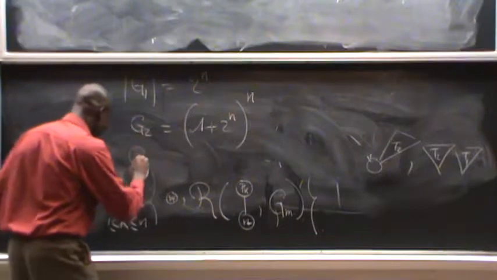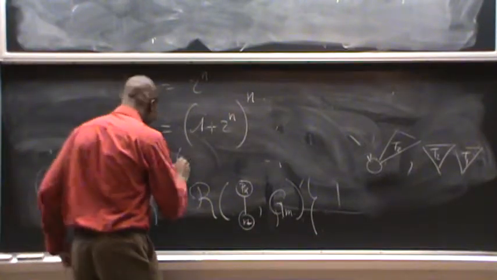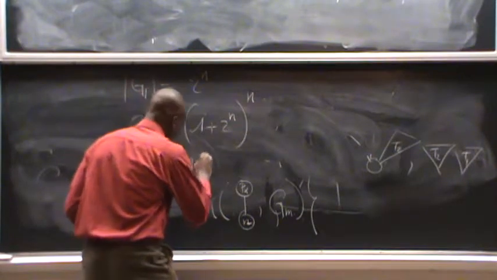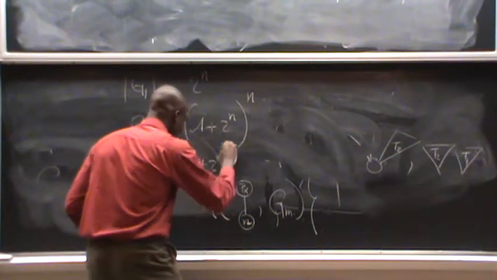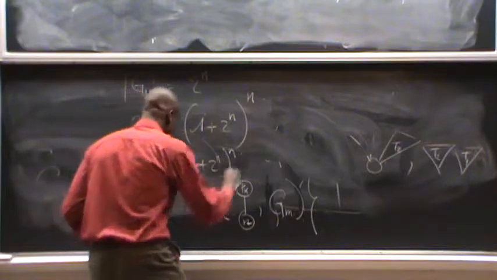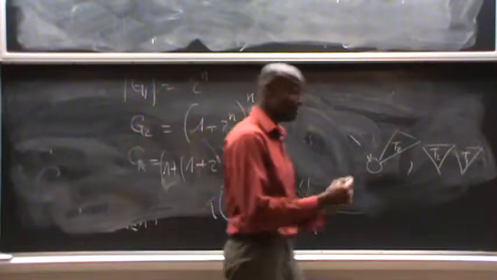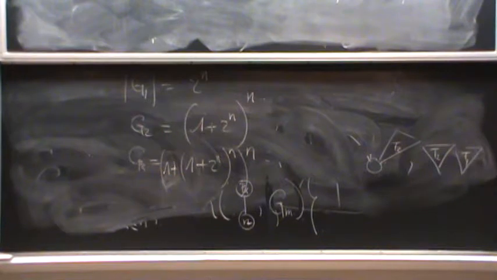So G3, unfortunately, is going to be 1 plus (1 plus 2 to the n, the whole thing to the n), the whole thing to the n. So you see this grows horribly fast. In other words, combinatorics alone is no good. At some point you're going to need number theory to actually chop off these trees.